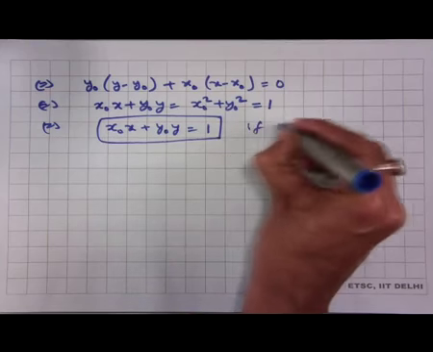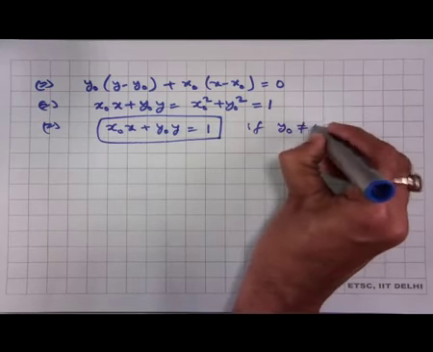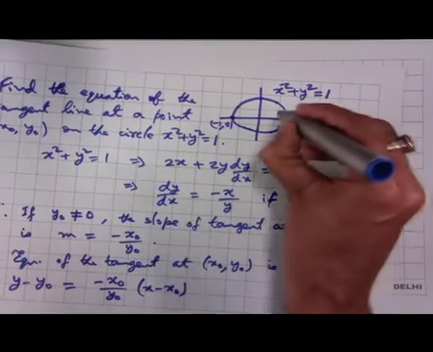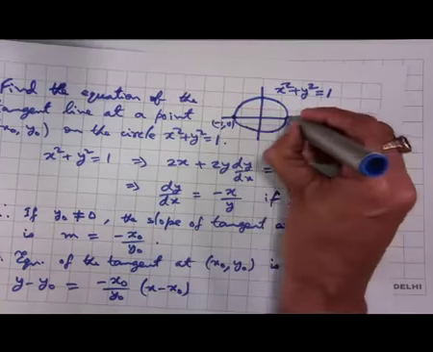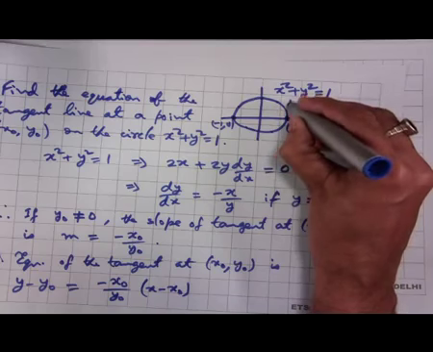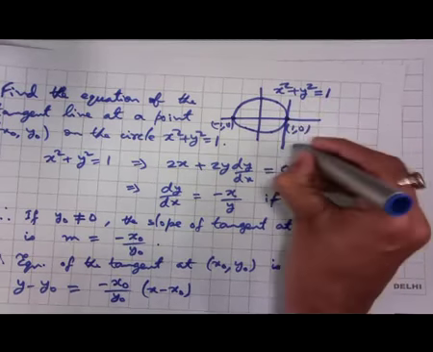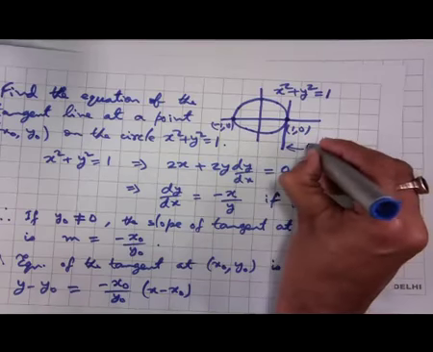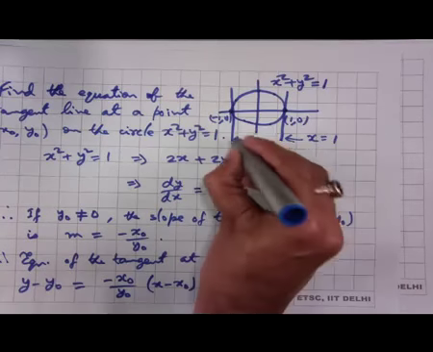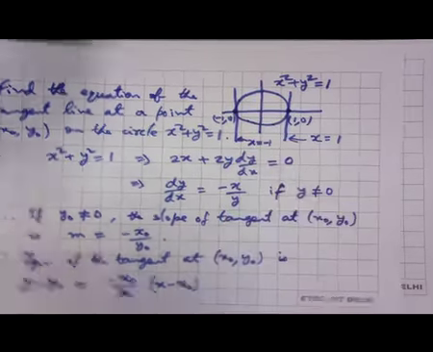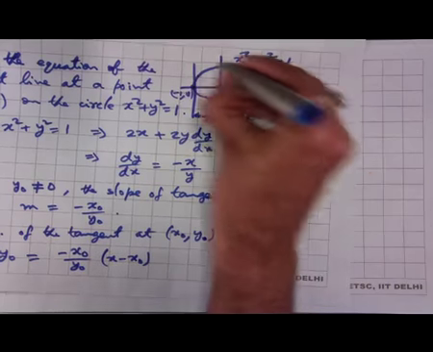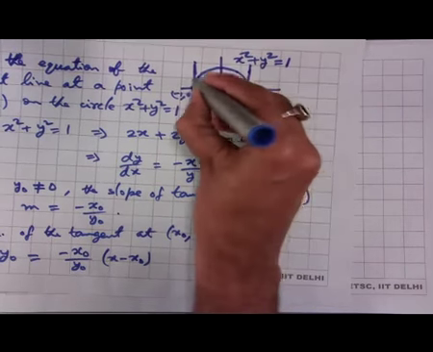This we have derived if y naught is not equal to 0. Now, clearly here you can see that if we have y naught equal to 0, we have these 2 points on the x axis. Here the tangent line, the equation is x equal to 1, and here the tangent line is x equal to minus 1.